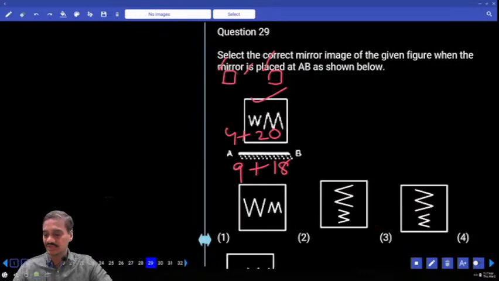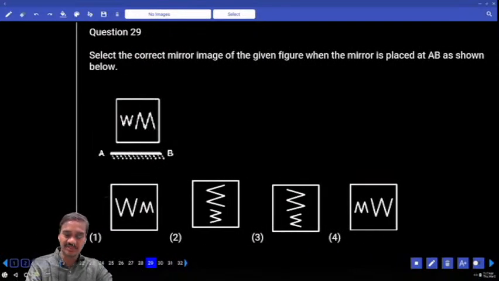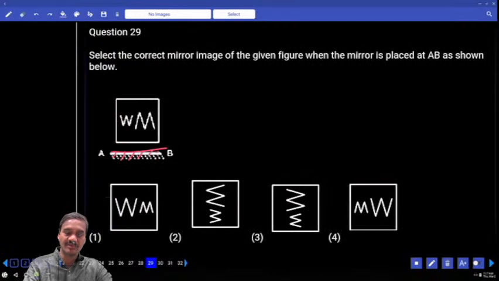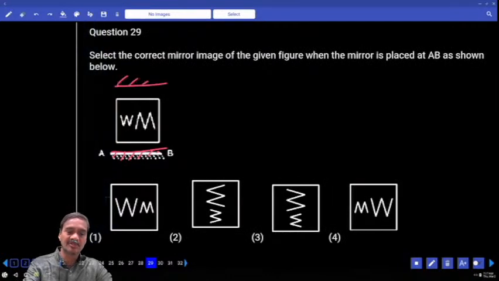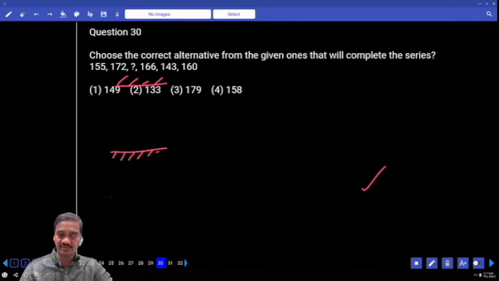Then the 29th one is based on water image because a mirror is placed at the bottom. If a mirror is placed either at the bottom or at the top, it comes under water image. Then tell me what is your answer in this case. Now this W and W will be like this. Hence choice 4, 29th one.